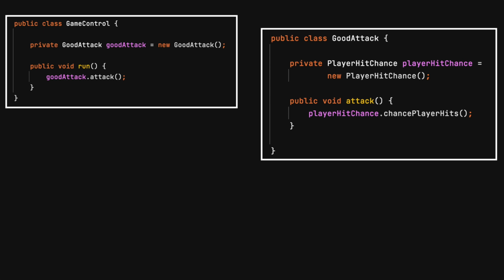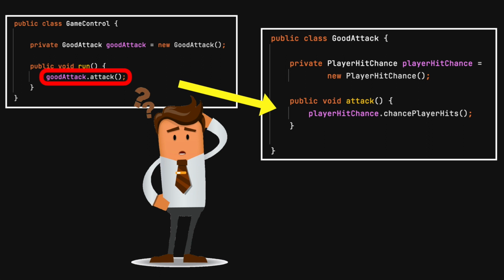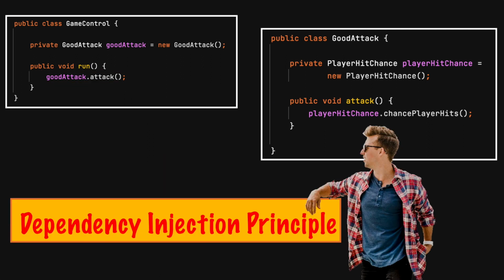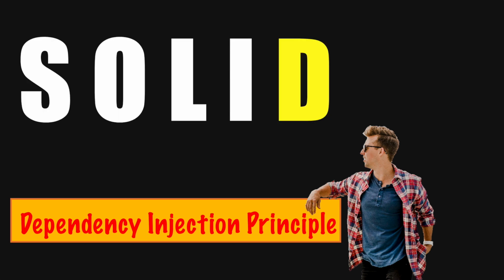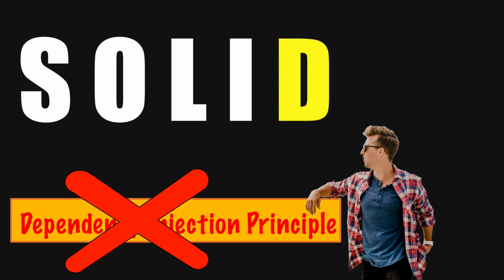This example shows a game control class calling a simplified good attack class. Does anyone see a problem with these two classes? There is a dependency injection issue, but it's important to note, the D in SOLID does not mean dependency injection. This is a common mistake. Let me illustrate dependency injection.